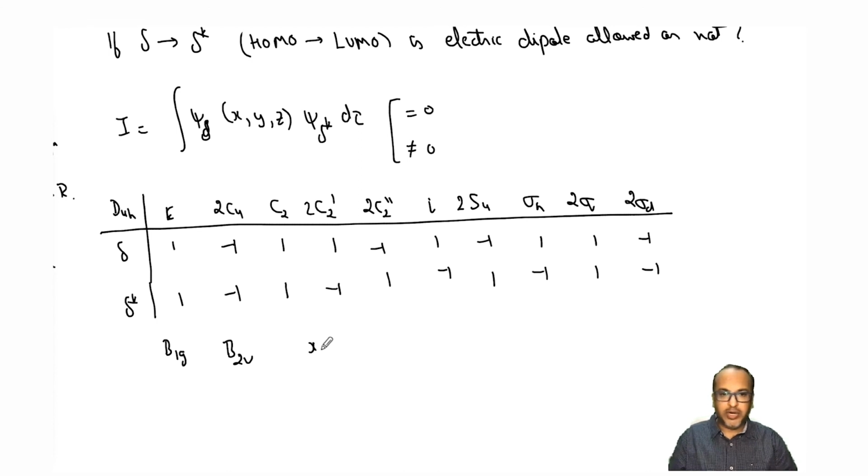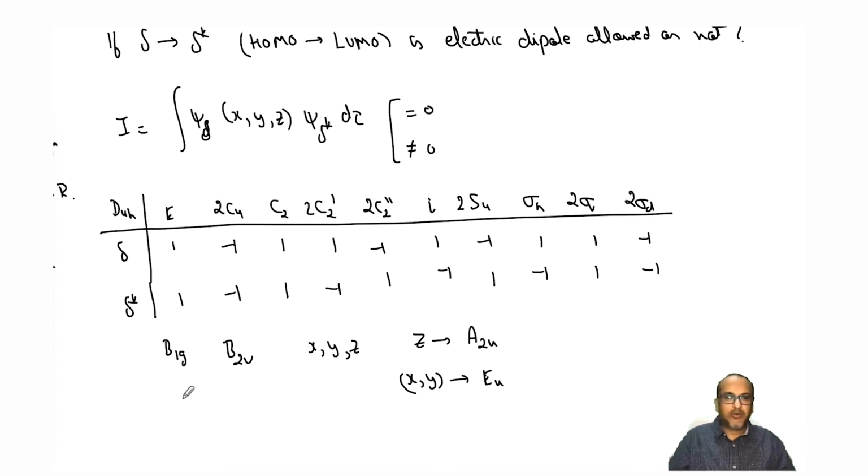Now for X, Y and Z, Z corresponds to A2u. This can be read from the character table. The unit vector transformations are written in this area, and from there you can find the irreducible representation corresponding to Z. And X, Y jointly form the basis for the Eu representation.